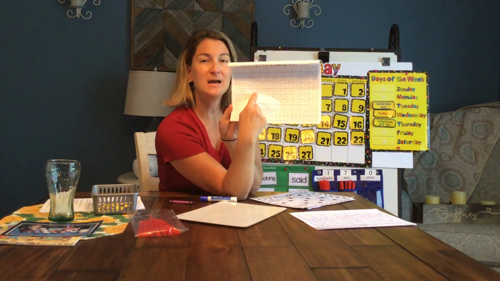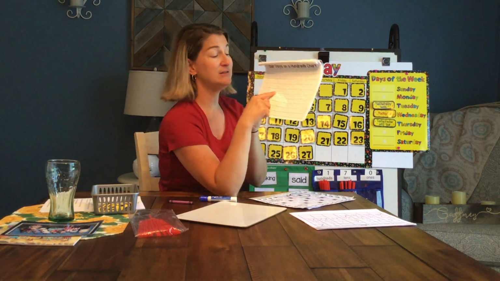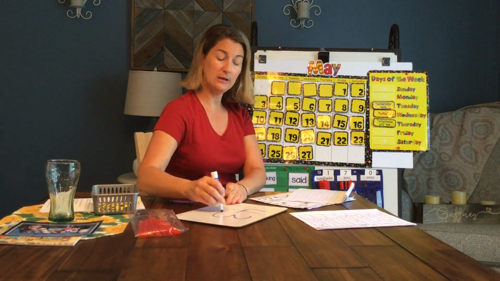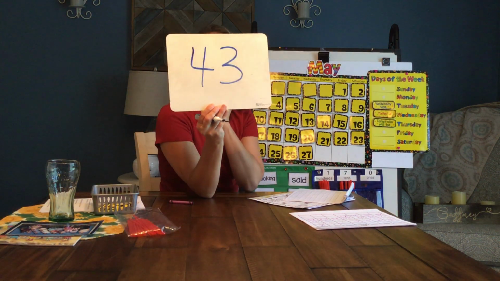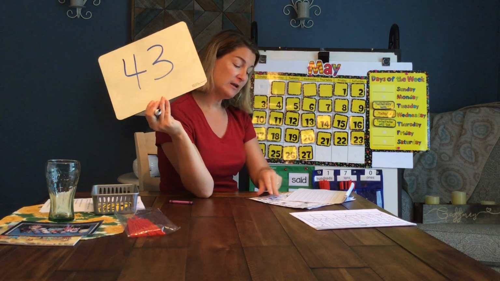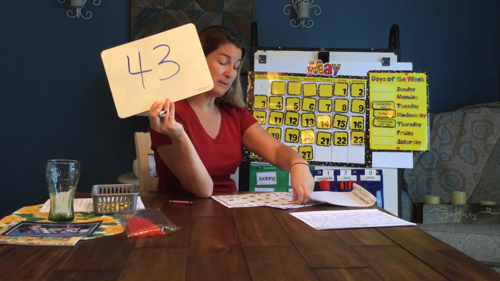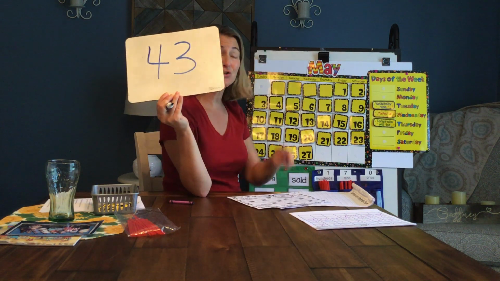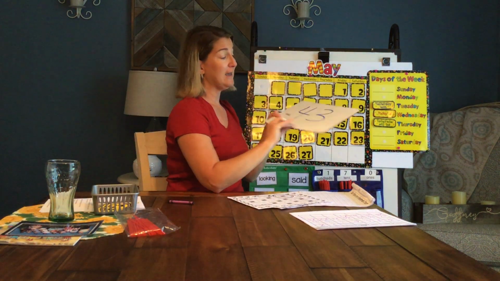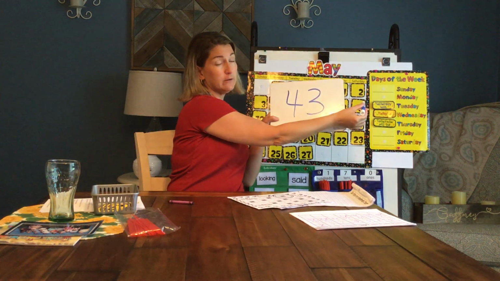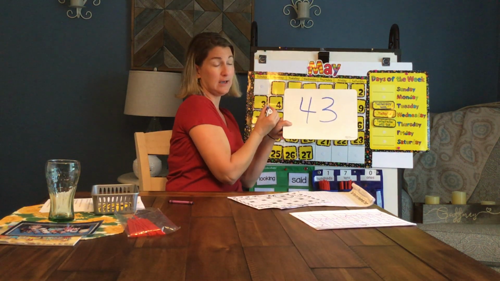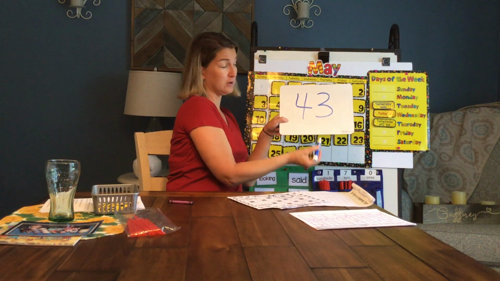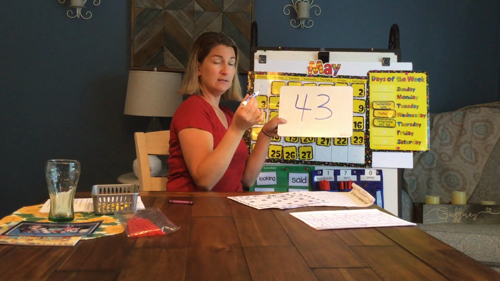Ooh, my magic finger picked 43 for our number of the day. 4, 3. 43 is our number of the day. Fill it in on your number mysteries page. I know some of you might be out of number mysteries papers, so just write it in your journal. Make the squares in your journal. And write what's 1 more than 43, what's 1 less, what's 10 more than 43, and what's 10 less.